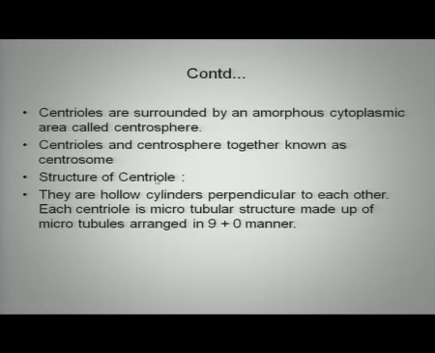Now, coming to the structure of a centriole, they are hollow cylinders. They are two in number, arranged perpendicular to each other, and each centriole is a microtubular structure made up of microtubules. They are arranged in 9+0 manner: 9 peripheral tubules, and at the center there is no tubule at all. So, it is written as 9+0 configuration.